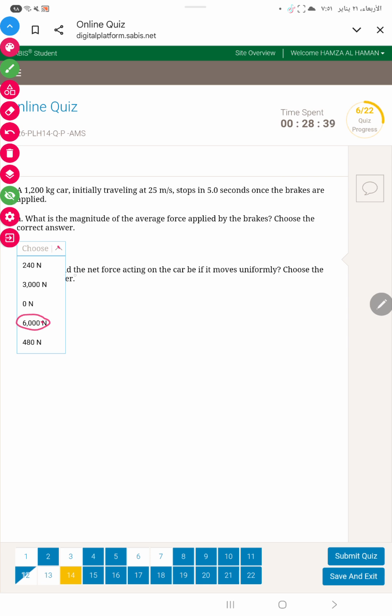Now next question. What would the net force acting on the car be if it moves uniformly? In this case, net force would be 0. Uniformly means net force is 0.